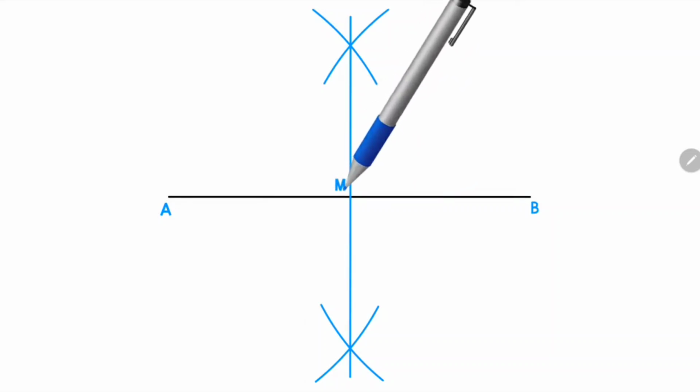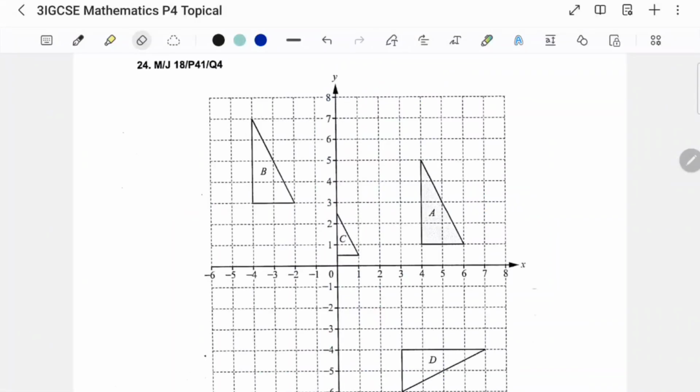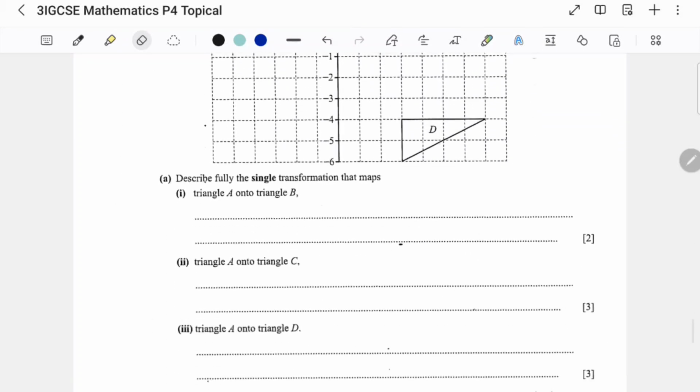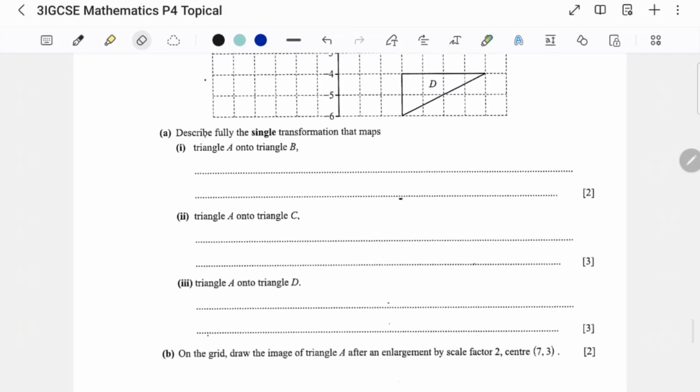This is the way you can make the perpendicular bisector line. Let's start some past paper questions. So this is May June 2018 paper 4-1 question number 4. So we are doing triangle.